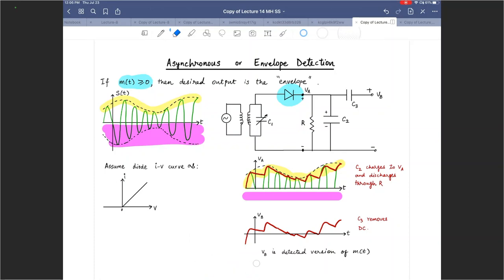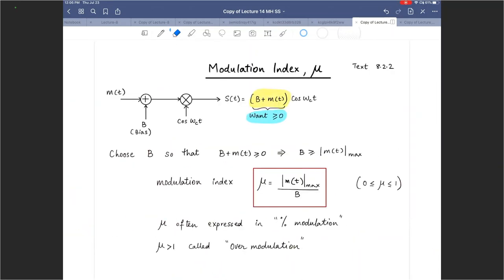All right, let's move on here. So we wanted to have the whole signal above 0, so we put a bias. So we added a bias to it.